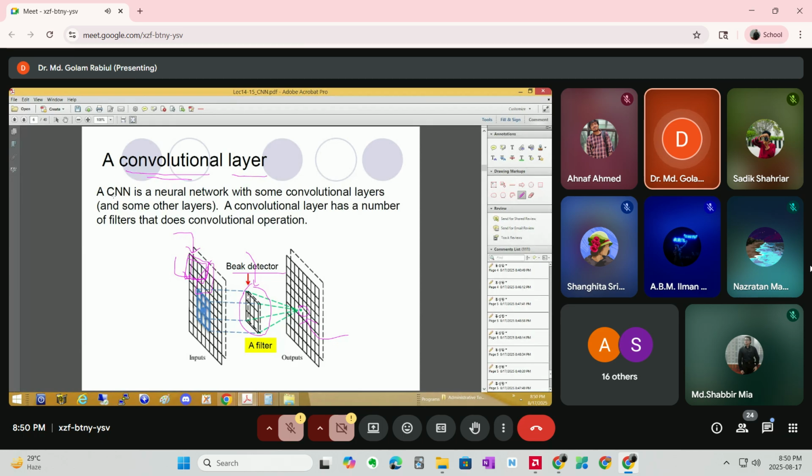As I already mentioned, a CNN, or convolutional neural network, is a neural network with some convolutional layers. So that means this is one of the layers. The beak detector will apply searching to the whole image. So this is one kind of layer, and we will utilize this layer. A convolution layer has a number of filters. The filter is actually the detector, and it does the convolution operation. Then what is the convolution operation? We will discuss it later.